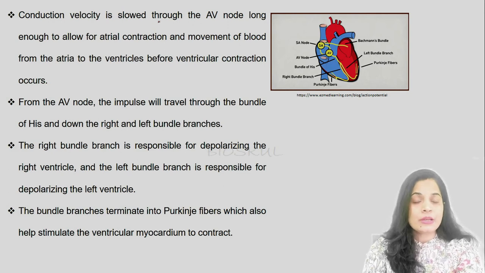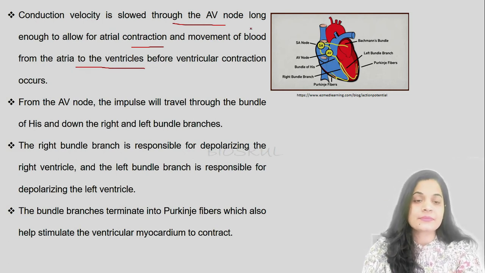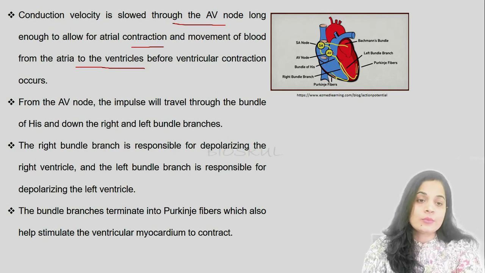So now the action potential has reached the AV node. But the conduction velocity is slowed through the AV node, and it allows the atrial contraction and movement of blood from atria to ventricles before ventricular contraction starts. Then from the AV node, the impulse will move to the bundle of His.